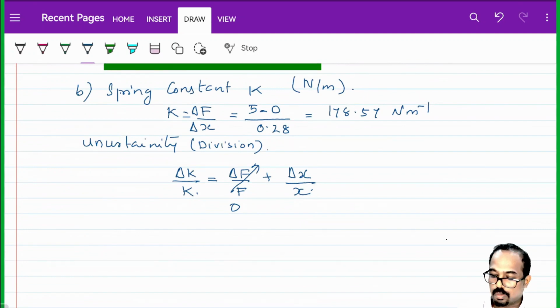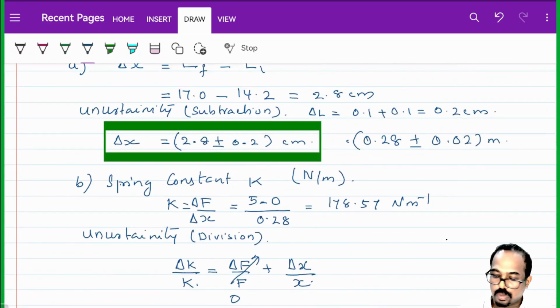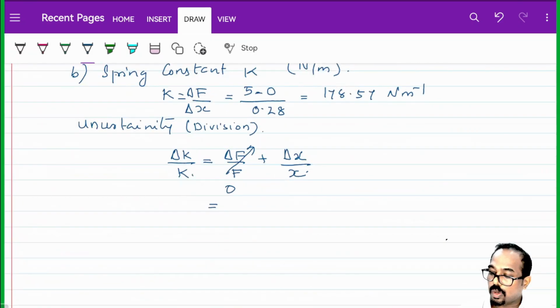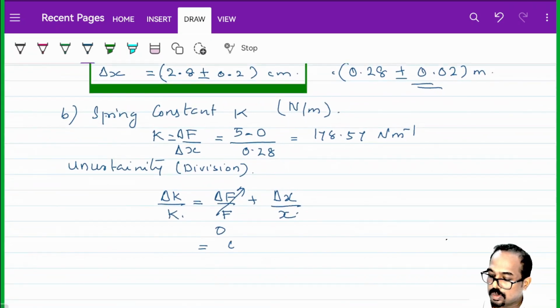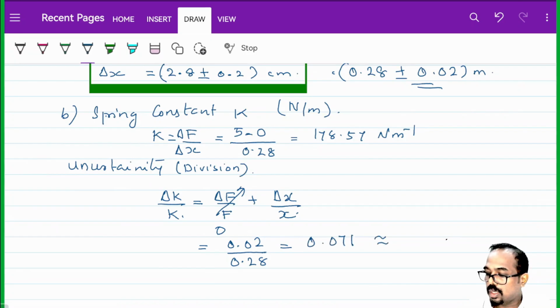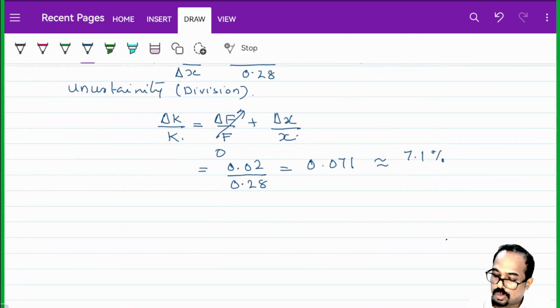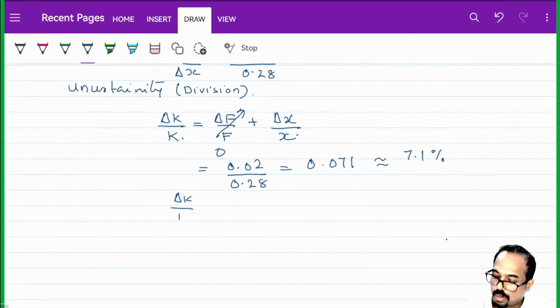So you have the values. What is the uncertainty in the elongation value? 0.02. If you are using meter, you need to take this value. So 0.02 upon 0.28, when you put this value in the calculator, you will get 0.071. Multiply by 100, you will get the percentage uncertainty. 7.1 percent uncertainty is there.